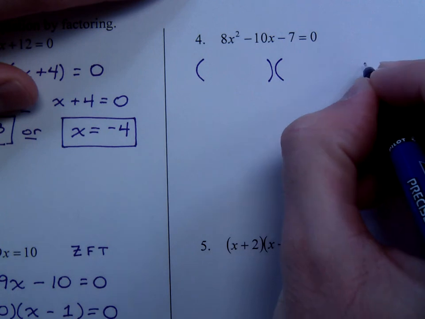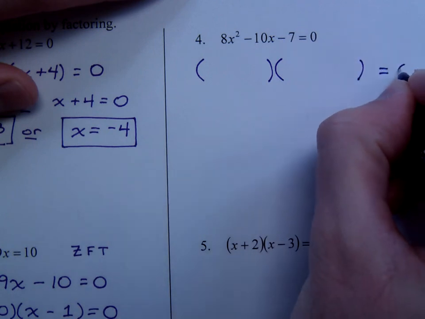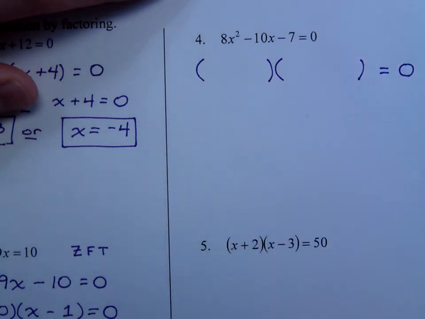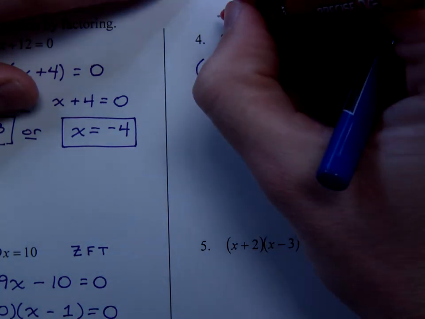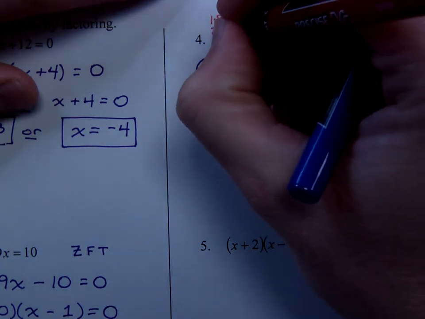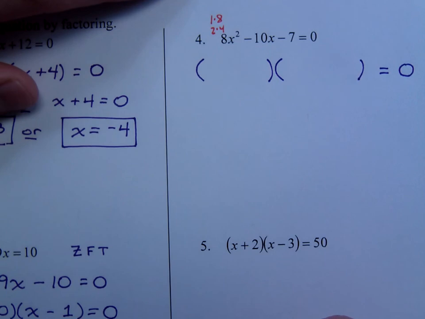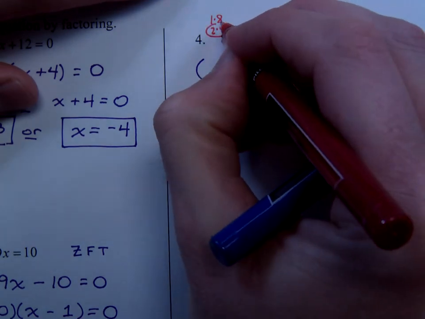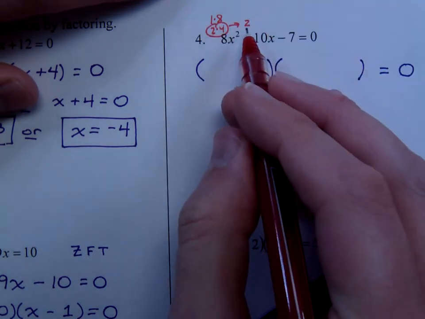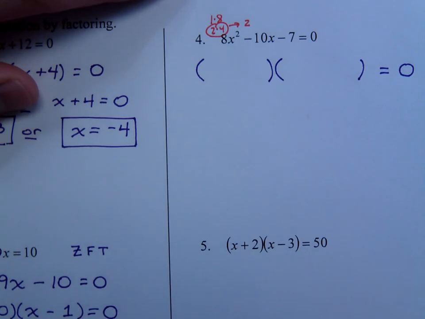So it's a trinomial. We expect it to factor as two binomial factors. When I look at the factors for 8, I can use 1 and 8, or 2 and 4. Now 2 and 4 have a common factor of 2. Since 2 goes into 10 evenly, then I'm going to use those numbers to factor.